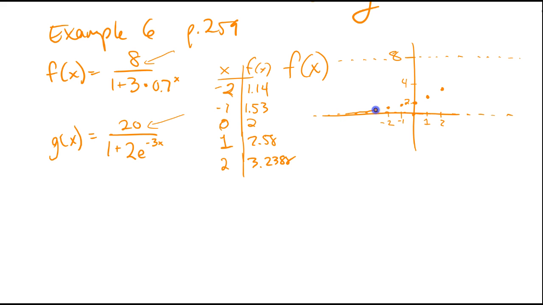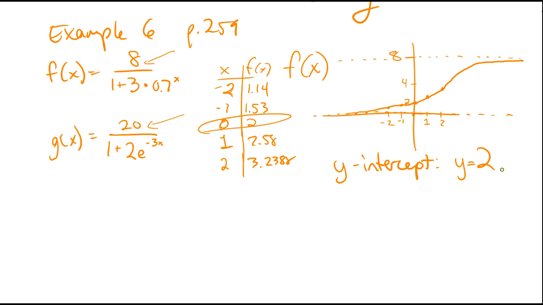So you can see that this graph is stretching up like this, and eventually it's going to turn and come close to that upper boundary. So what was the y-intercept? Y-intercept is when x is 0. So that's y equals 2. And the horizontal asymptotes are the x-axis, which is y equals 0, and y equals 8.